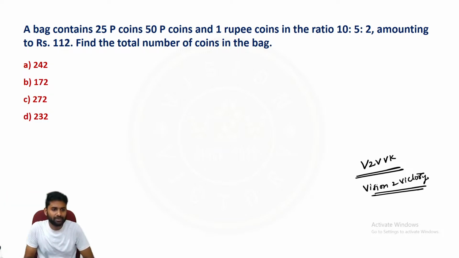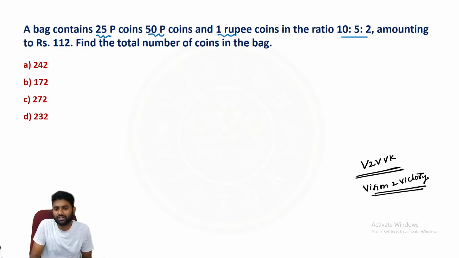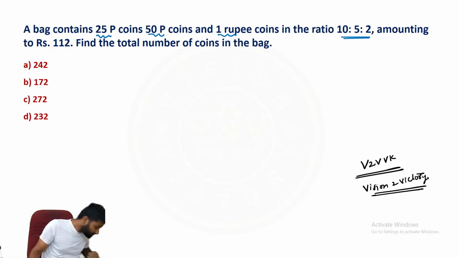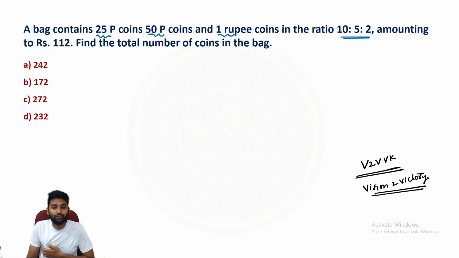Now guys, here the information is that a bag contains 25 paisa coins, 50 paisa coins and 1 rupee coins in the ratio of 10 is to 5 is to 2. The amount is 112. Find the number of coins in the bag.